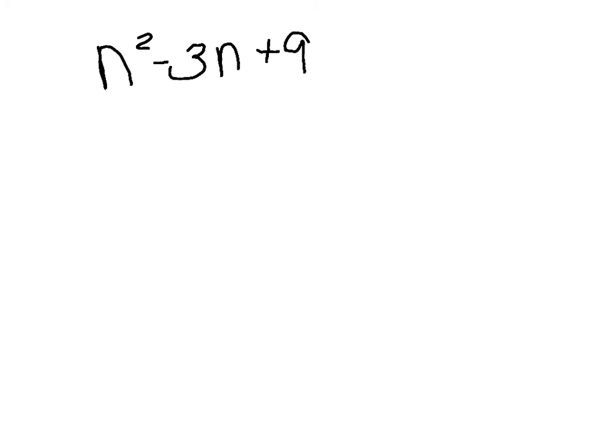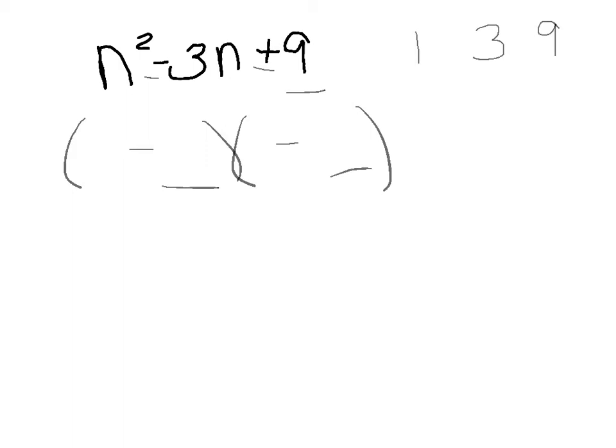Okay. If I was just looking at this and I didn't know it could be factored, I would start out by thinking about the factors for 9. 1 times 9, 3 times 3. And then I would say positive. Only way to get a positive here and a negative here is for both of these to be negative. So out of here, what two numbers can I put in that would multiply together to get 9, but add together to get 3?